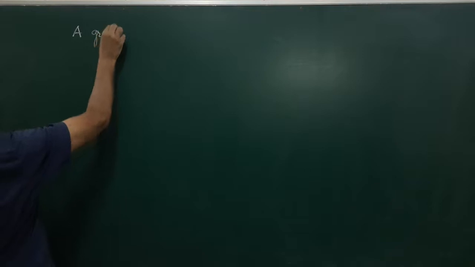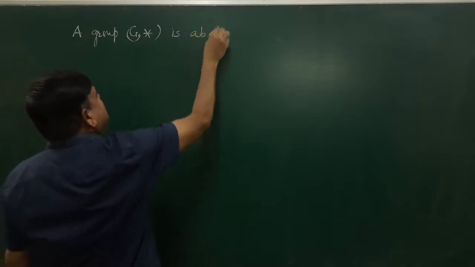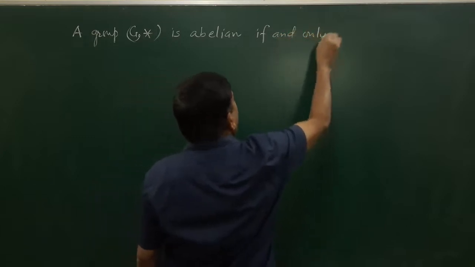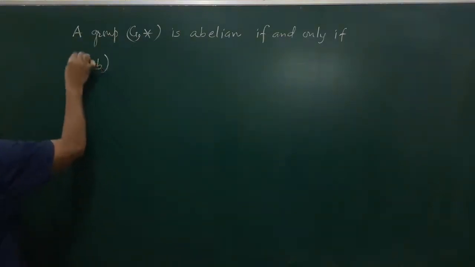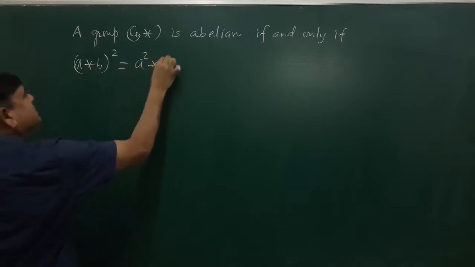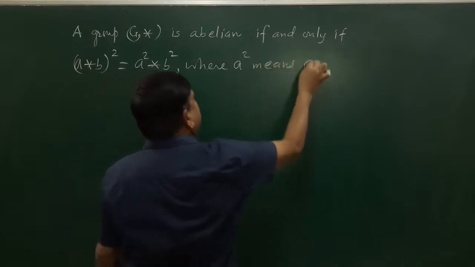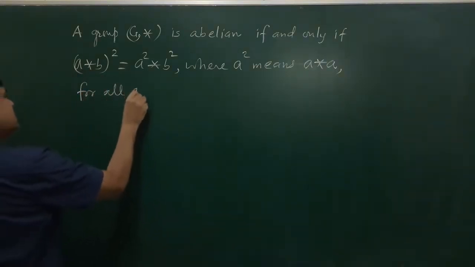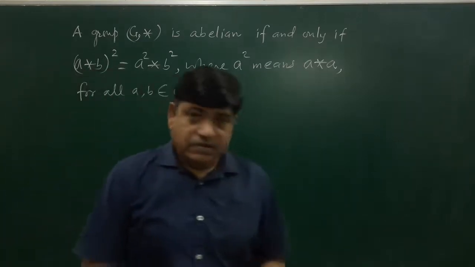Next one. A group G is abelian if and only if, where a square means, for all a, b belong to G. This is also an important theorem.